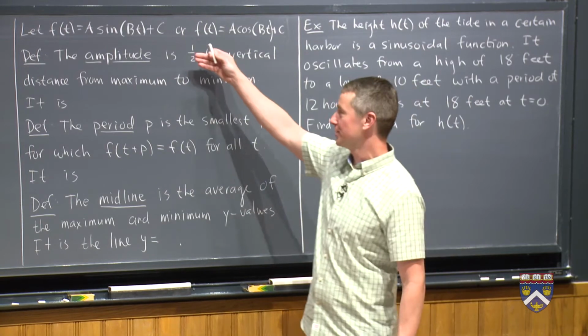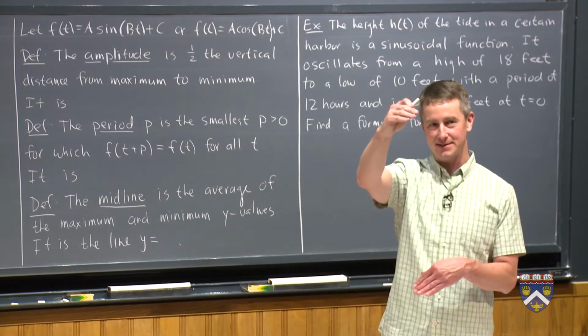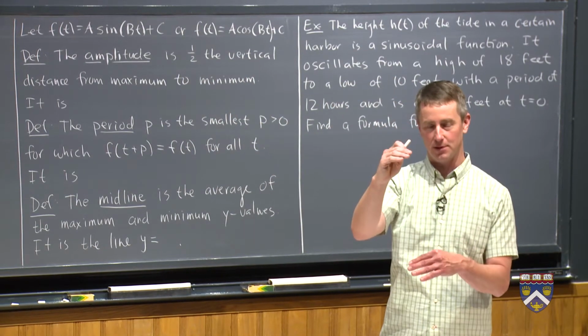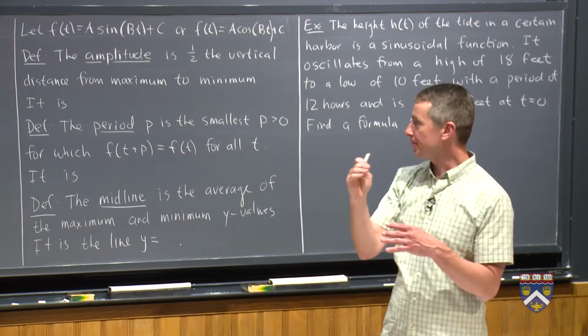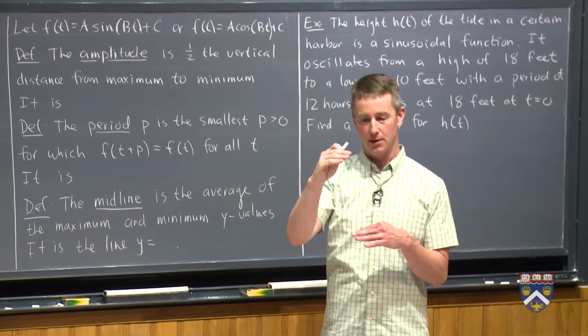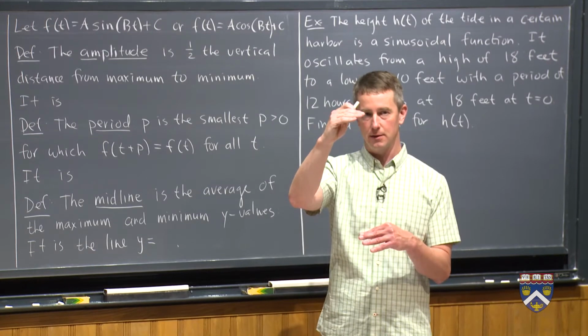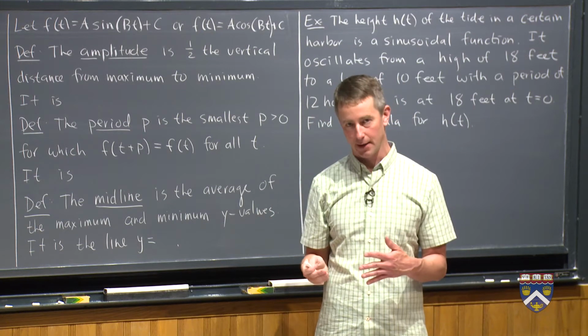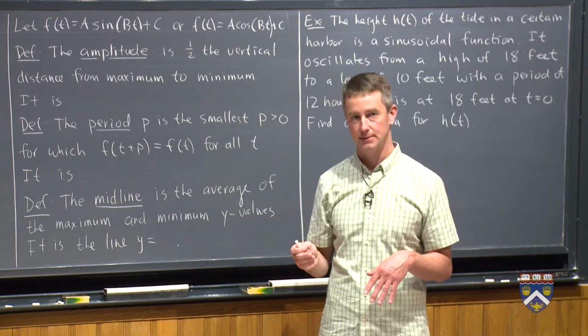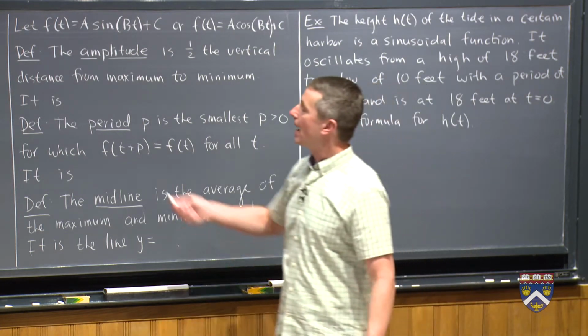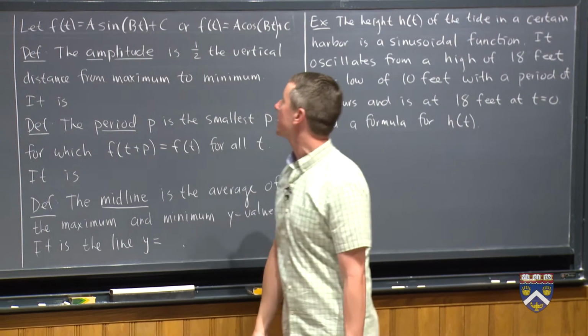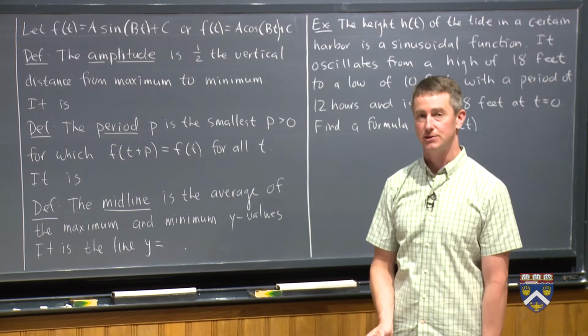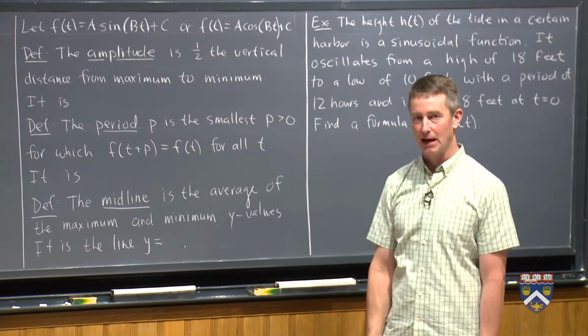So the amplitude is 1/2 the vertical distance from the highest point on the graph to the lowest point on the graph. So normally the graphs of sine and cosine go between -1 and 1, so a total vertical distance of 2, but we say the amplitude is 1. It's half that vertical distance. So in the applet, which of these three letters, A, B, or C, was it that determined the amplitude? I hope you figured out that it was A.